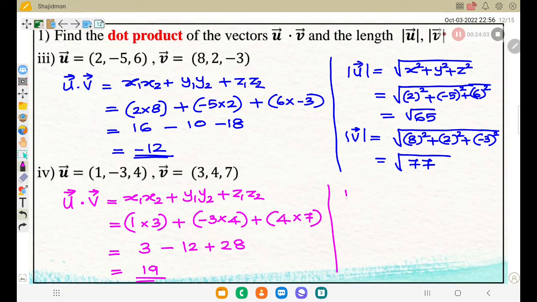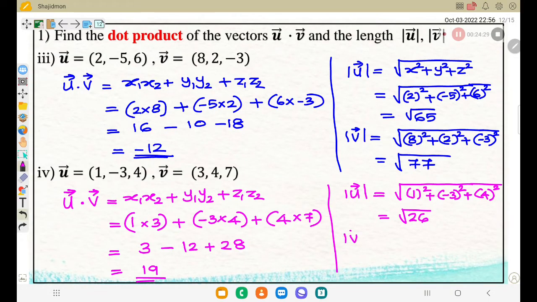Now same way we can find the absolute value of vector u, root of 1 power 2 plus minus 3 power 2 plus 4 power 2. So you will get root of 1 power 2 means 1, plus 3 power 2 is 9, plus 4 power 2 is 16. So root 26.